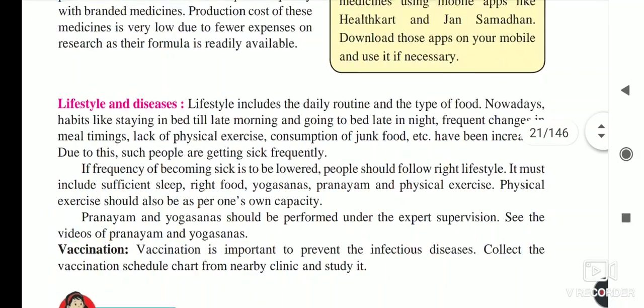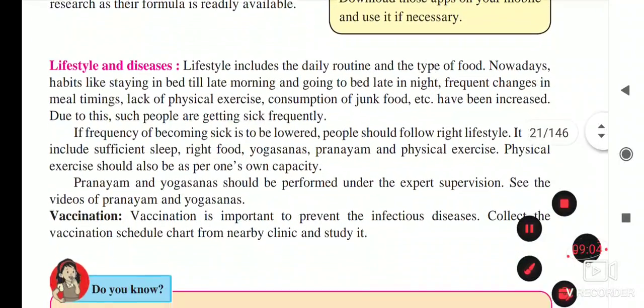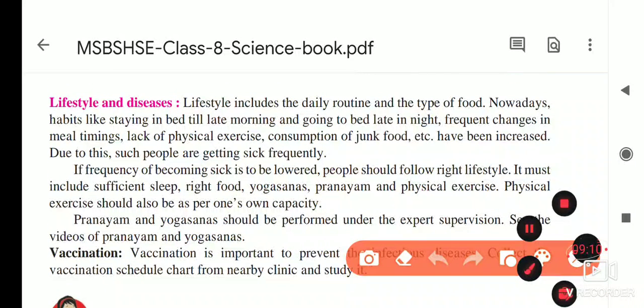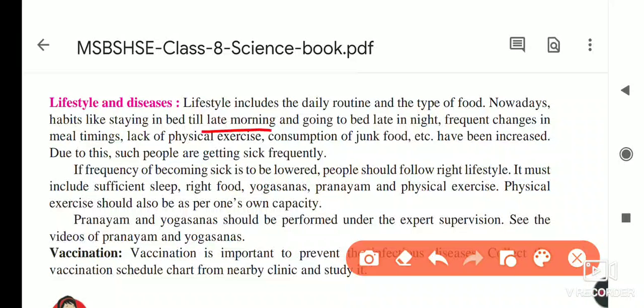Now the second short note I asked you is on lifestyle and diseases. Because of an acquired lifestyle, how a person gets diseases, that we have to see in this. As per the heading you will understand that the answer may be here. Lifestyle includes daily routine and the type of food. Nowadays habits like staying in bed till late morning, going to bed late at night, frequent changes in meal timing, lack of physical exercise, and consumption of junk food have increased. So this is the lifestyle that we have changed, and the diseases we acquired due to it are also given here.